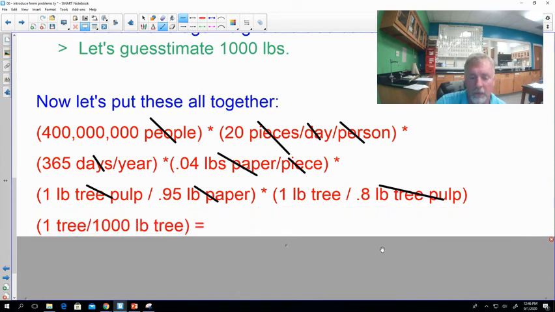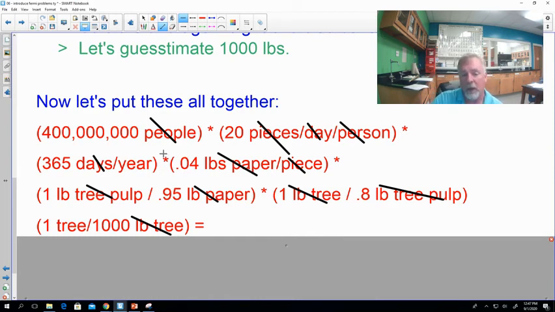Okay. And finally, we have our last one. 1 tree: how much does a tree weigh? It weighs 1,000 pounds. Well, 1,000 pounds of tree, we're going to cancel out that pounds of tree there. What are we left with here? The only units we're left with are trees in the numerator and years in the denominator. That's what the question asks us for. How many trees per year?